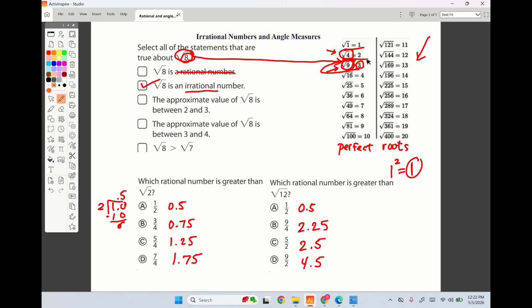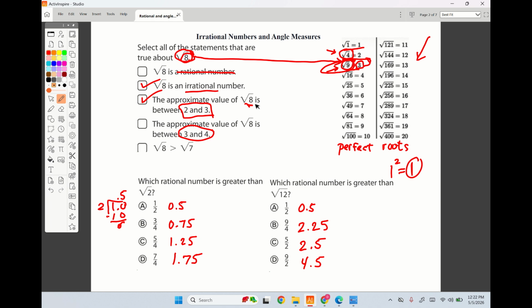So if this is correct, then the next one cannot be correct. It is not between 3 and 4 because it would have been higher than 9 in here. And now the last part, square root of 8 is greater than square root of 7. That's obvious. Check the box.